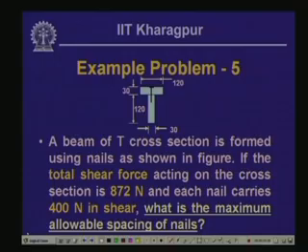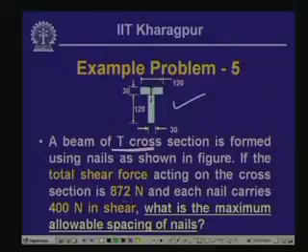Well, this is another problem, where the cross section of the beam is just like a T. Now, here two rectangular components are there, one rectangle is the top one, another one is the bottom one, and these two rectangular sections are interconnected along the length by using nails, and these nails are spaced at a particular spacing.